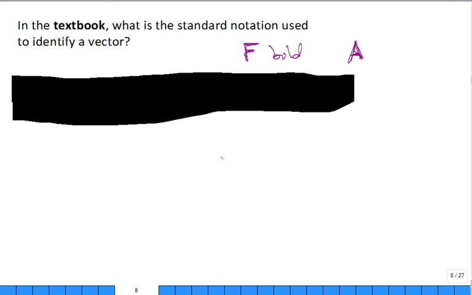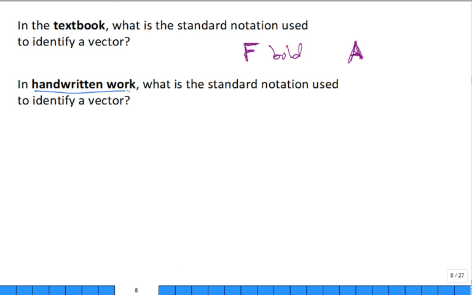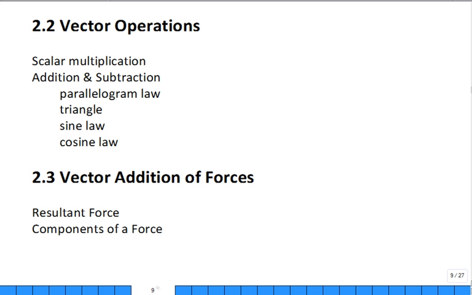True? All right. When you have handwritten work, it's like a dichotomy. If it's in print, it's this. But if it's handwritten, what is the standard notation to identify a vector? Little arrow. So you have an arrow over F or A. True? And so this is kind of like, am I in print or am I doing it by hand? It's very hard to write bold capital letters for vectors in handwritten work.